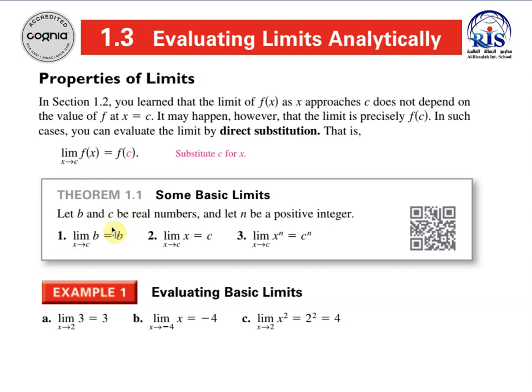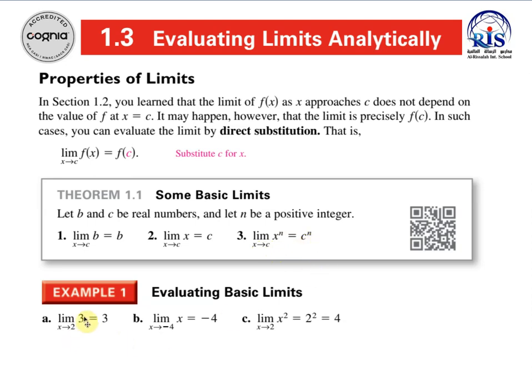So some basic limits: let b and c be real numbers, and let n be a positive integer. The limit of a constant number as x approaches c is the constant number, and the limit of x as x approaches c is c, and the limit of x to the power of n as x approaches c is equal to c to the power of n.